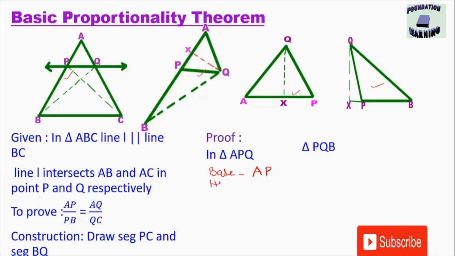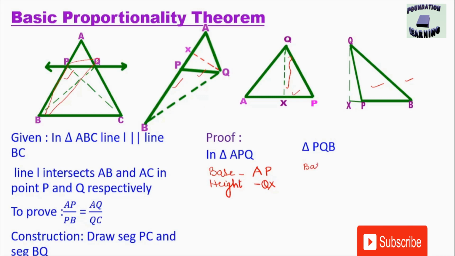Okay, and height is QX. The height is here. Okay, height is QX. Even here you can see the height is here, QX. In triangle PQB, we are in the second triangle PQB, and the triangle is here.